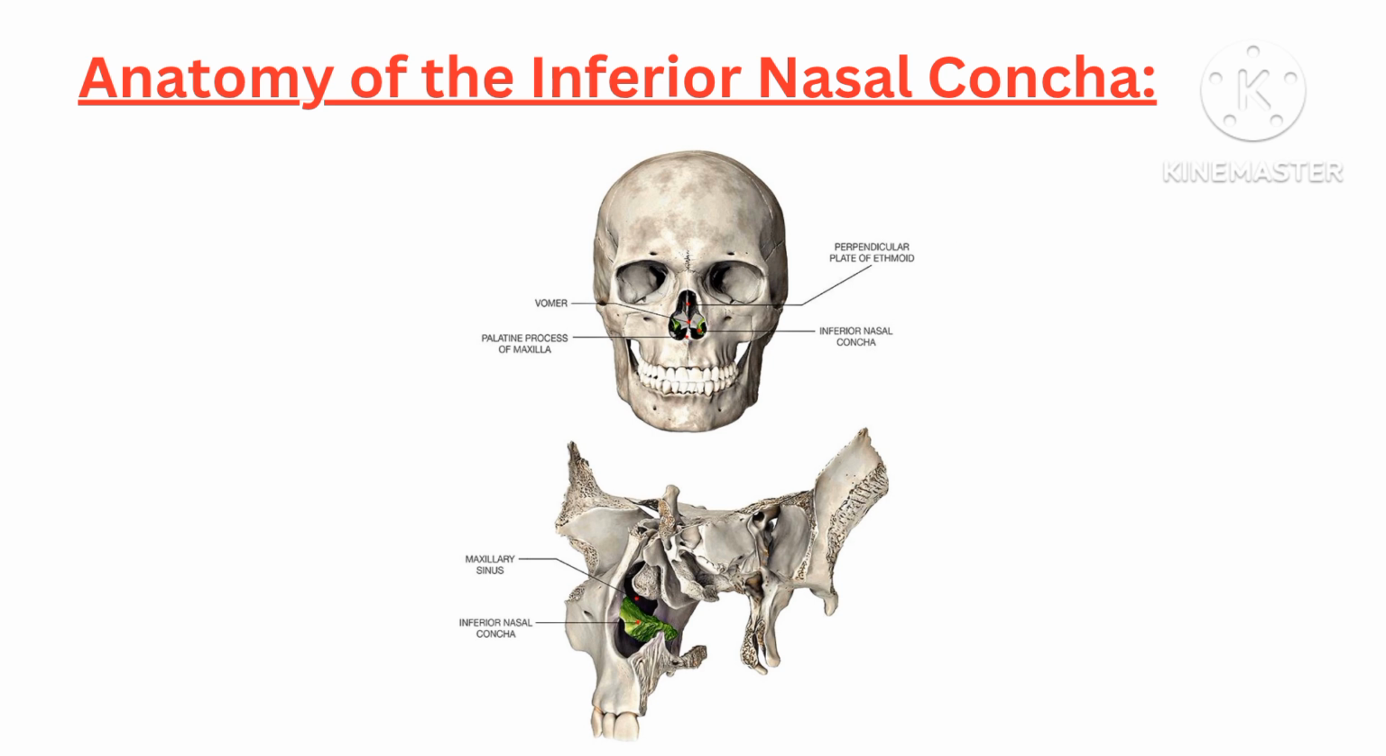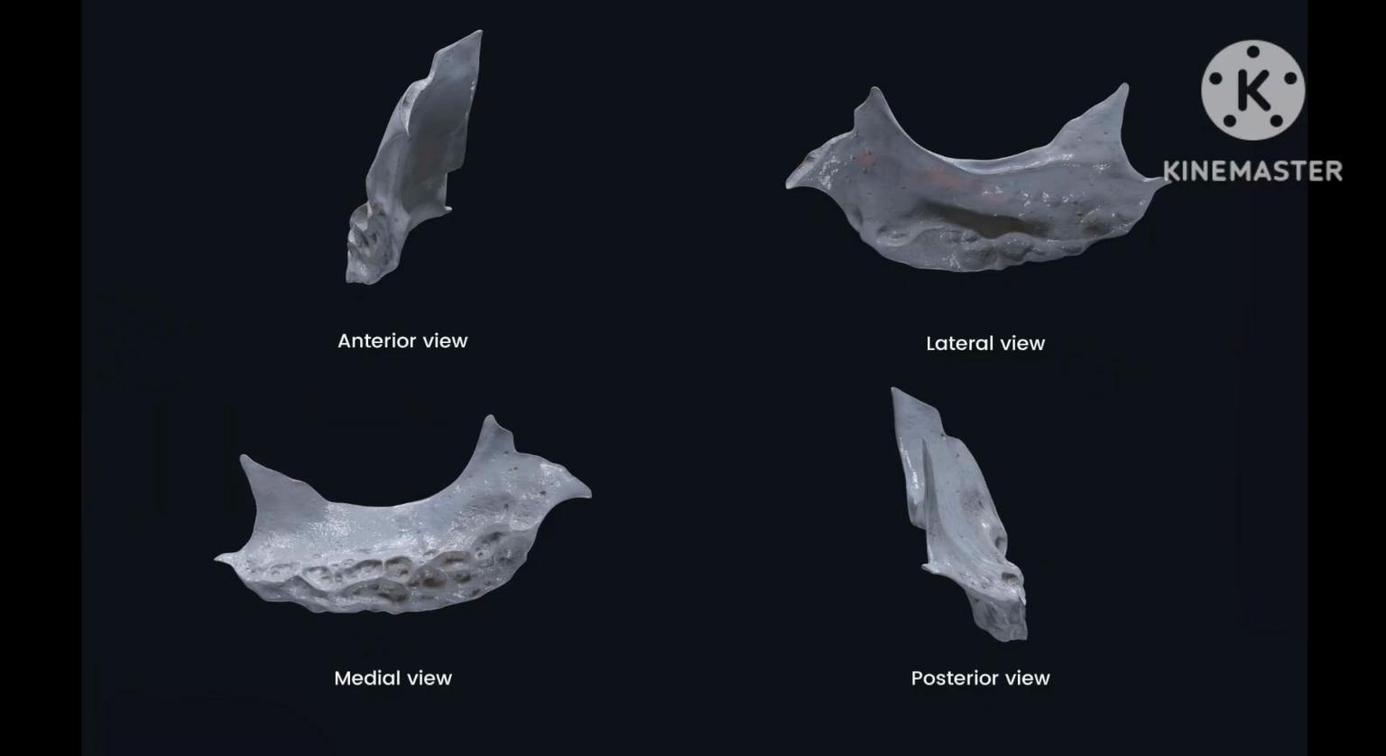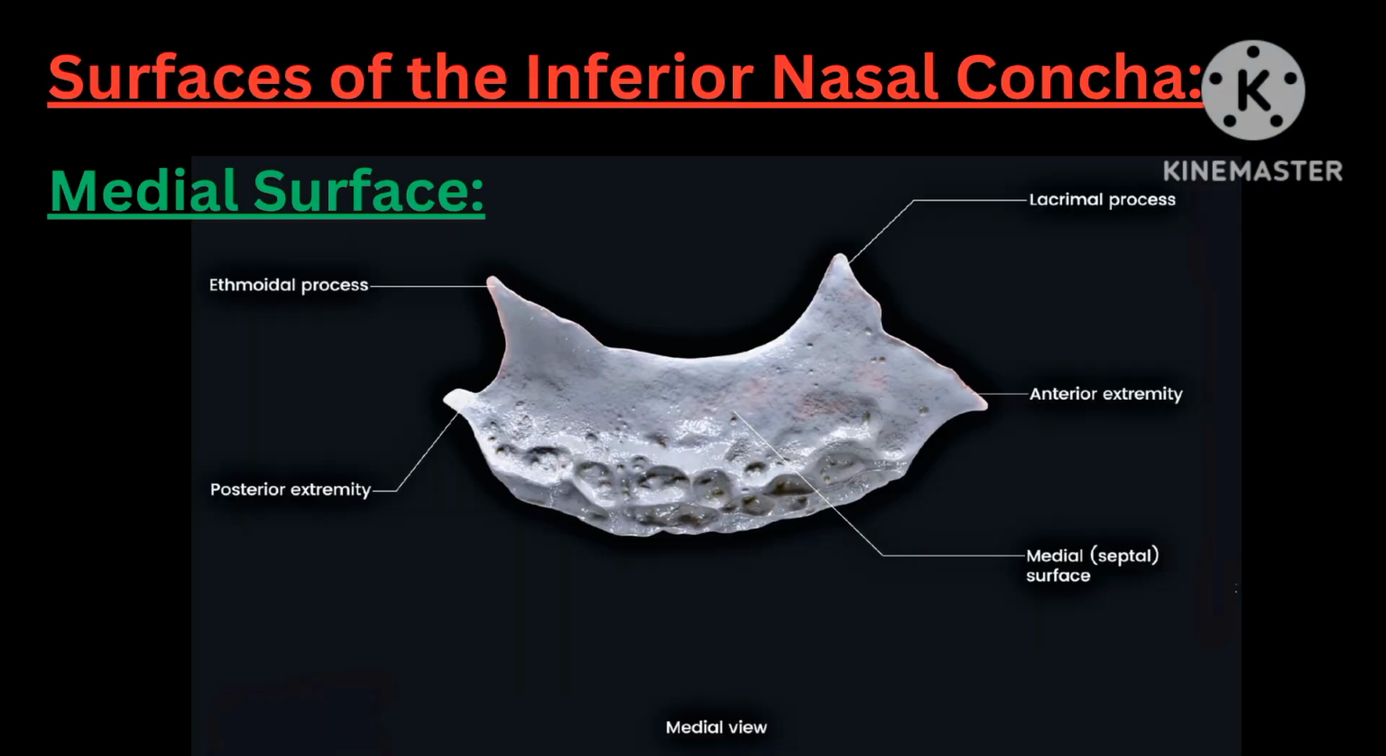Anatomy of the inferior nasal concha. It is found in the lateral wall of the nasal cavity. Extends horizontally and forms part of the inferior nasal meatus. It curves medially to help direct and filter airflow in the nasal cavity. The inferior nasal concha separates the middle nasal meatus from the inferior nasal meatus. Each inferior nasal concha has two surfaces, medial and lateral, two borders, superior and inferior, and two extremities, anterior and posterior. Here is the anterior, posterior, medial and lateral view.